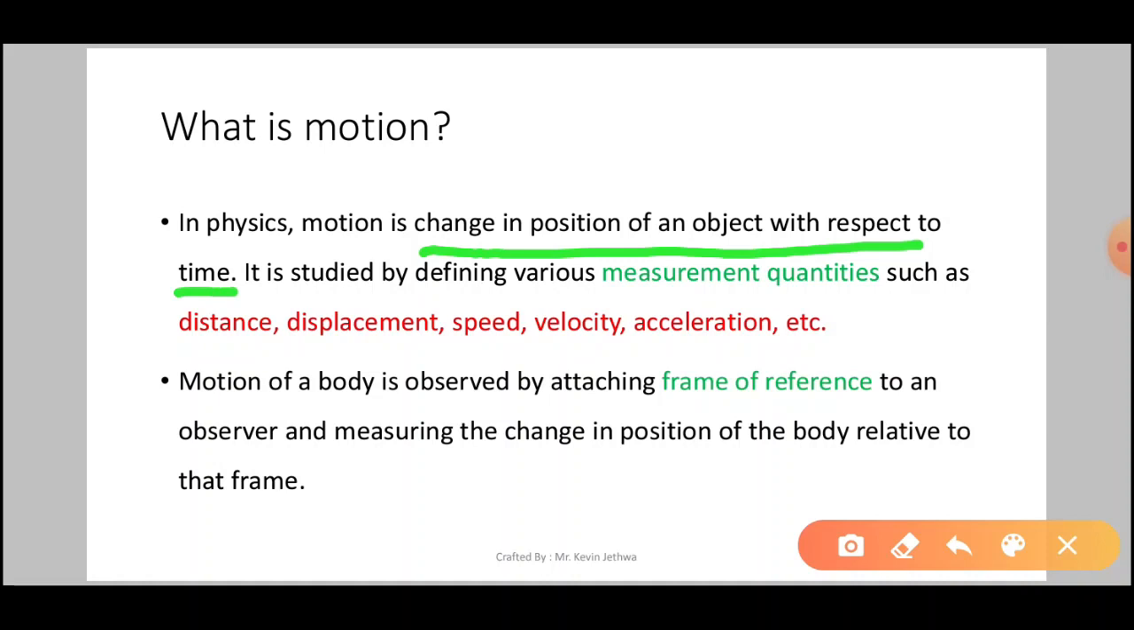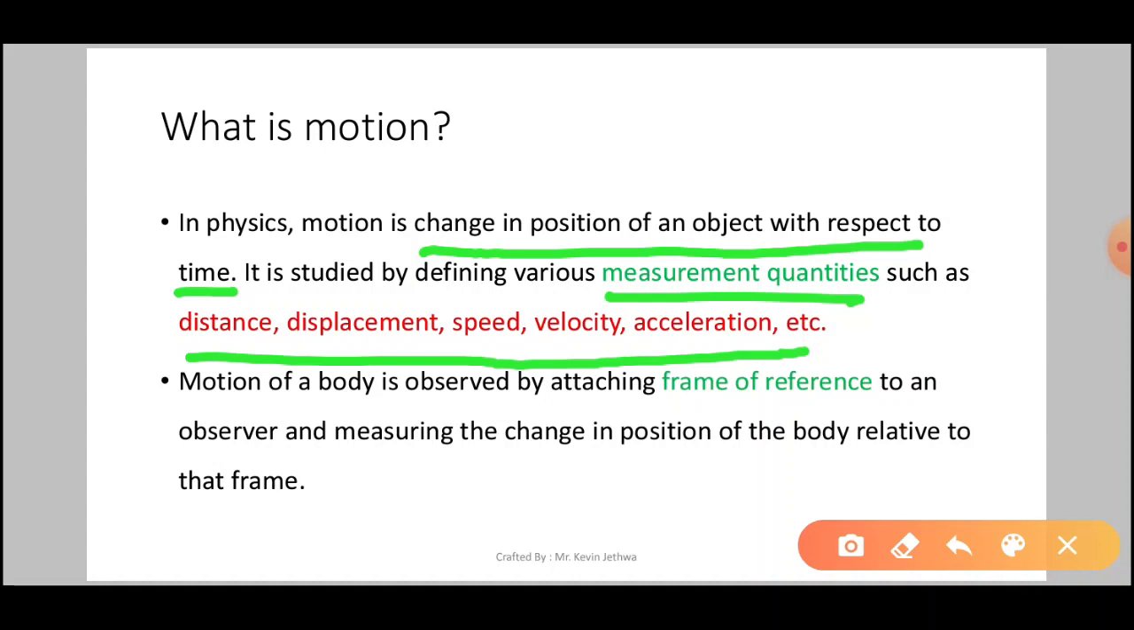Now an object or a body can be anything from the universe such as sun, earth, stones, vehicles, anything that is considered to be under study. So change in the position of an object with respect to time, that is how we define the motion. Means basically, for example, if an object changes its position, as time goes on, its position keeps changing, then we say the object is in motion. So there are various physical quantities such as distance, displacement, speed, velocity, acceleration, etc. used to define the motion of an object.